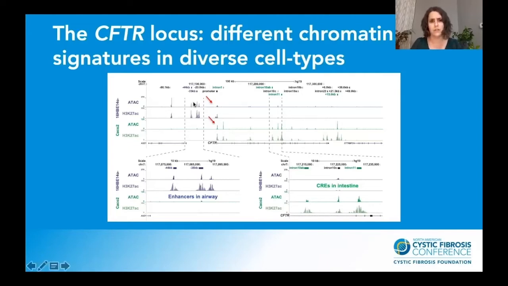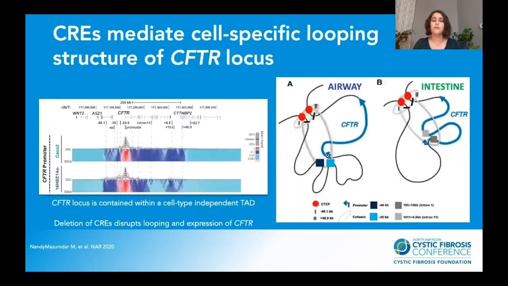So we'll see these enhancers in HBE cells, and we'll see more of these enhancers in human intestinal organoid cells. So what this means for the CFTR locus is that it adopts different 3D conformations based on different cell types, where these different cis-regulatory elements make different interactions with the CFTR promoter, depending on which ones are open and what cells we're looking at.